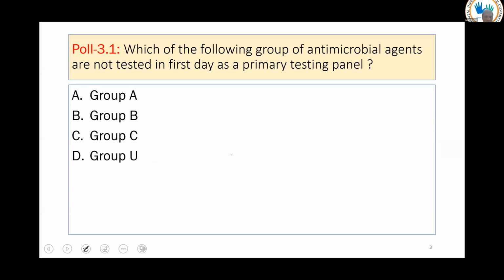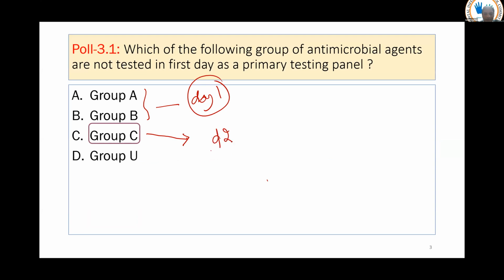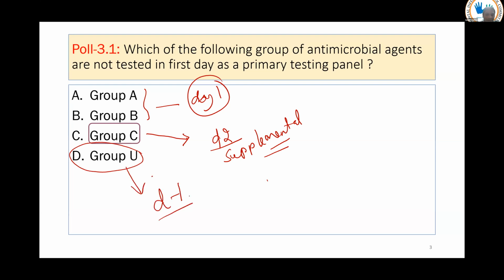So on the first day, A and B are tested on day one, whereas group C is tested as a supplemental test on day two. Group U is the urine-specific antibiotic, so this can be tested on day one if it is a urine isolate.